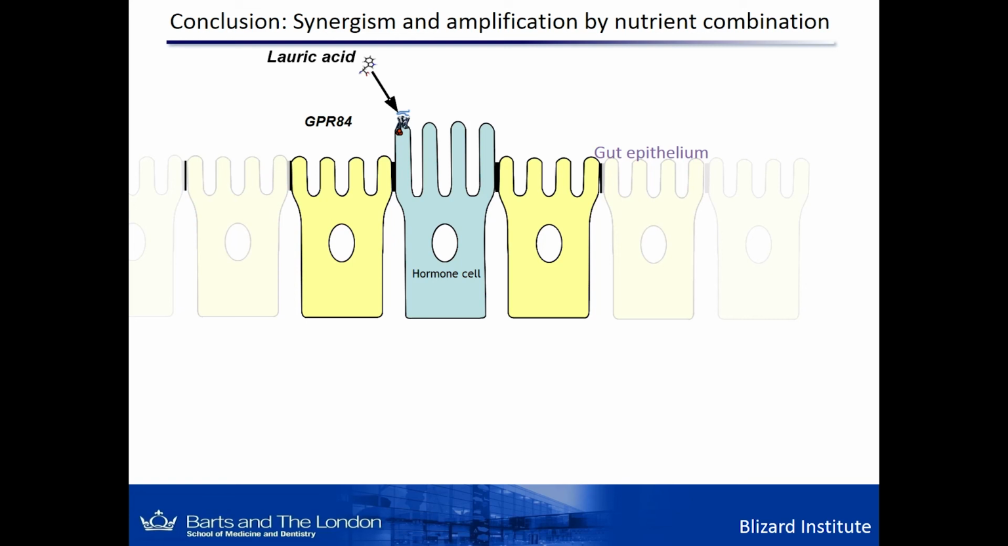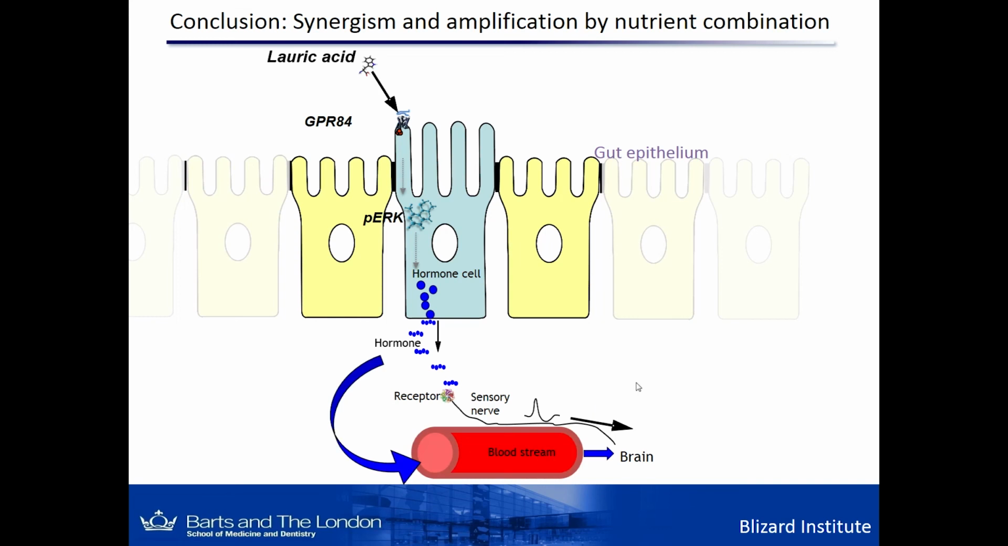got lauric acid binding to its receptor GPR84 and activating a pERK pathway, resulting in hormones being released, binding to their receptors, and entering the bloodstream and having central effects. But when we add TUG891, activating GPR120, we activate another pathway, the pCaMK-positive pathway, and this increases the amount of hormones actually released from these cells, and so you get a bigger signal going into the CNS.